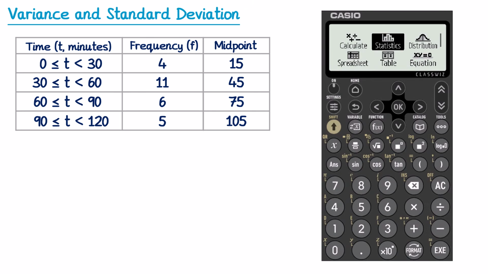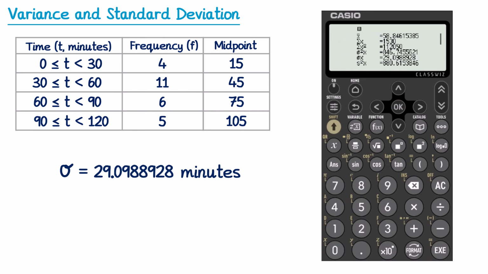So when we do this on the calculator, we go into statistics once again, but when we type in the x values, we're going to use the midpoint values instead. So 15, then 45, then 75, 105, and then of course we need to put in the frequencies, so we need to put in 4, 11, 6, and 5. Then we just press execute once and a second time, and we get the standard deviation. So for this one, the standard deviation is 29.0988928, and the units would be minutes.